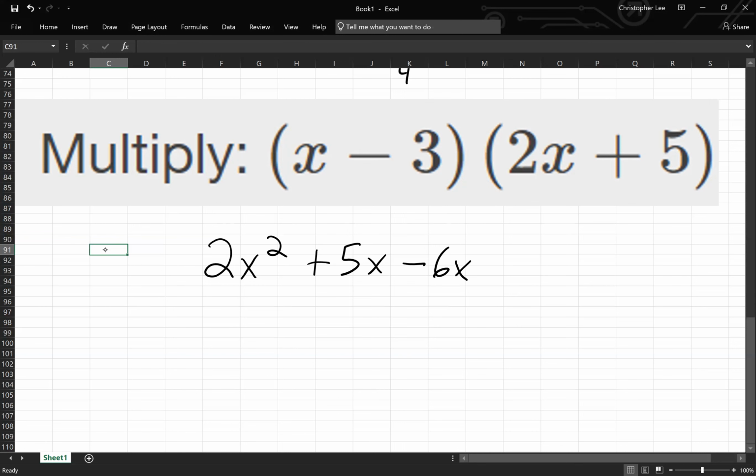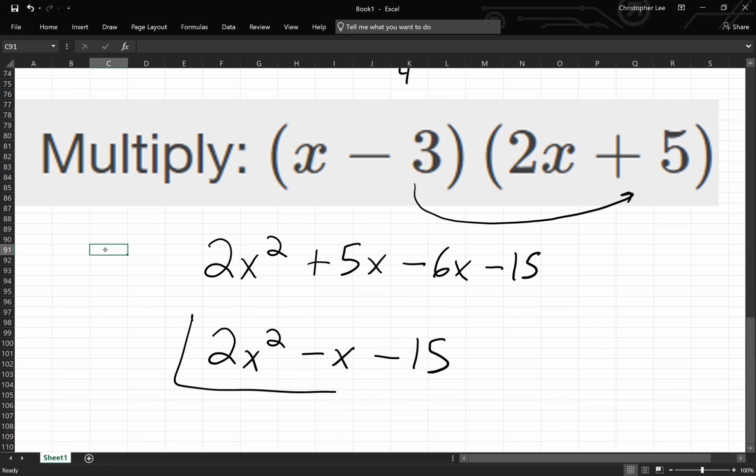All right. Now this is the hard one. I got a negative 3 times a positive 5. What's that? Negative 15. Awesome. And what do I do after that? All right. So what's the answer? Negative x, right? And then minus 15. Good. Yep. Very good. All right.